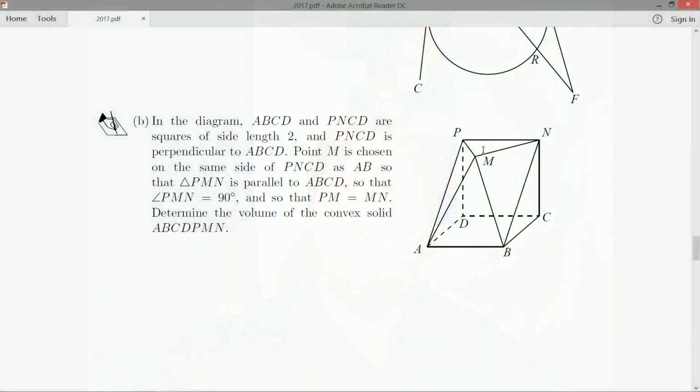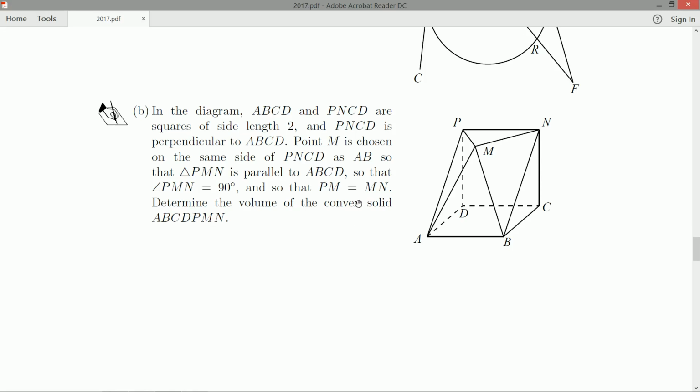So already I'm thinking top down, just because they specify that's the right angle for me. Okay, and so PM is equal to MN, so it's an isosceles right triangle. So now I know MPN is 45 degrees. And we're being asked to determine the volume of the solid ABCDPMN.